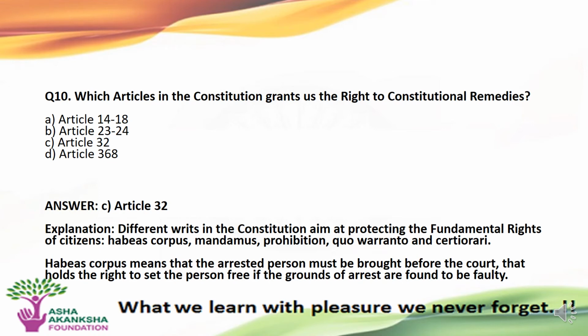Article 32 is the right of the citizen of India to approach the court through various writs. Those five writs are the writ of habeas corpus, mandamus, prohibition, quo warranto, and certiorari. So now let's see what these writs mean and how they can be used for ascertaining the rights of a person in a country.